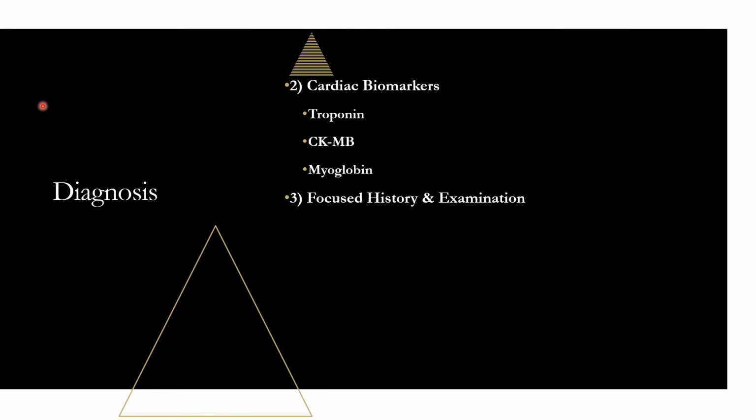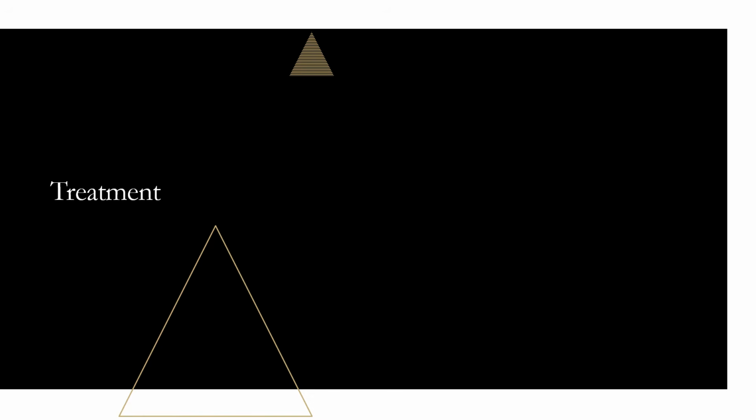So diagnosis: EKG, troponins. Any algorithm that you see for acute coronary syndrome is going to follow those two findings, and that's what you really need to know. So that's all you need to know for diagnosis. Make sure you get your biomarkers and make sure you get your EKG. Of course, you want to get a focused history and exam, find out what's going on with the patient as best you can. So let's move on to treatment.